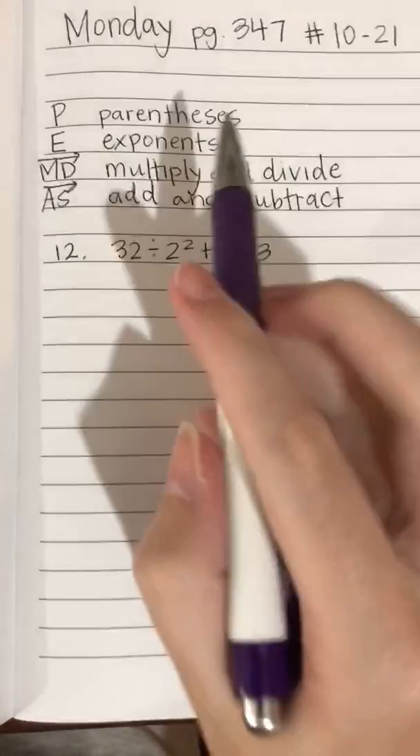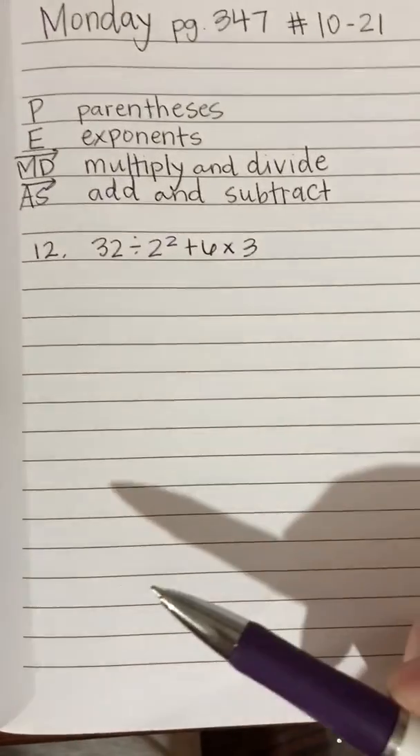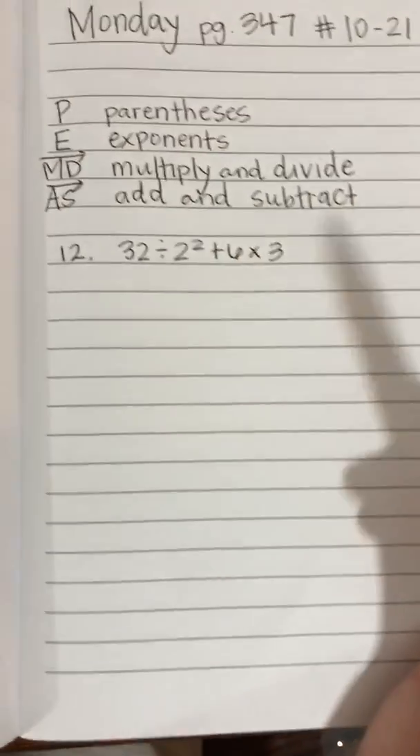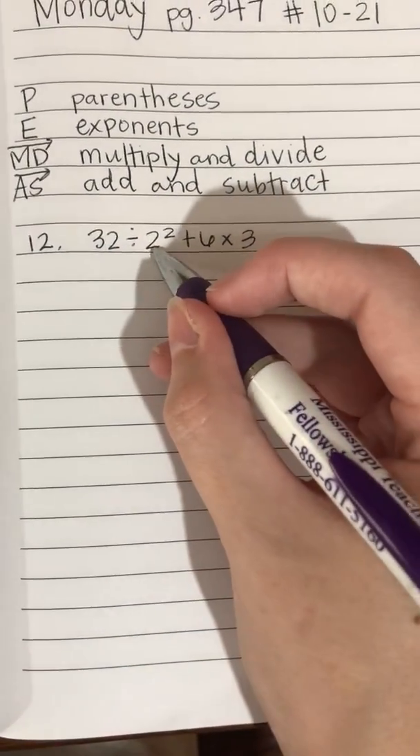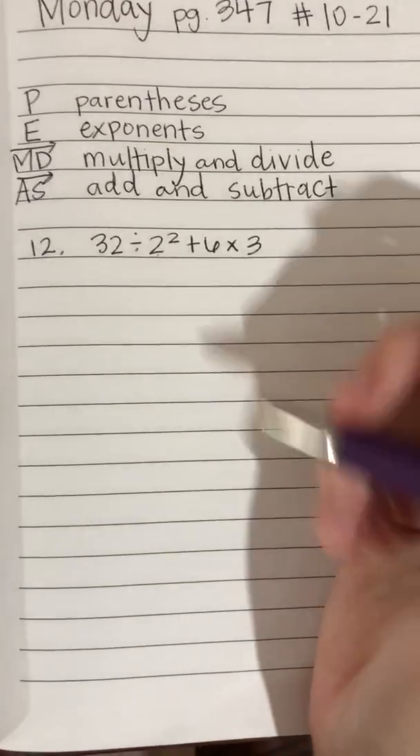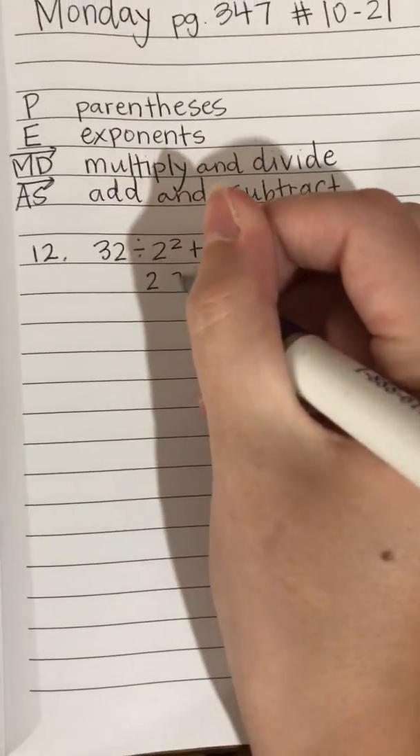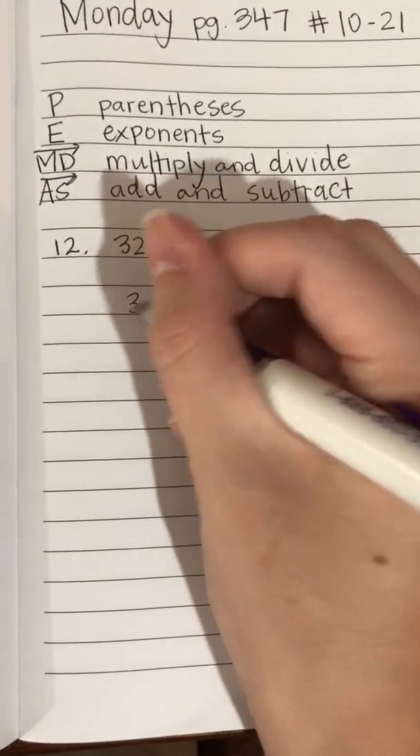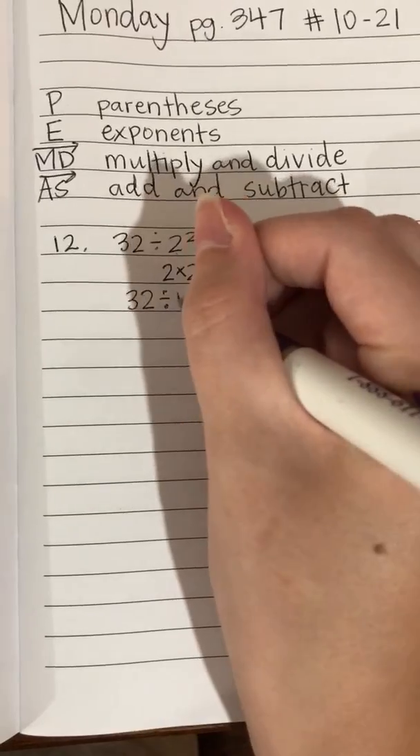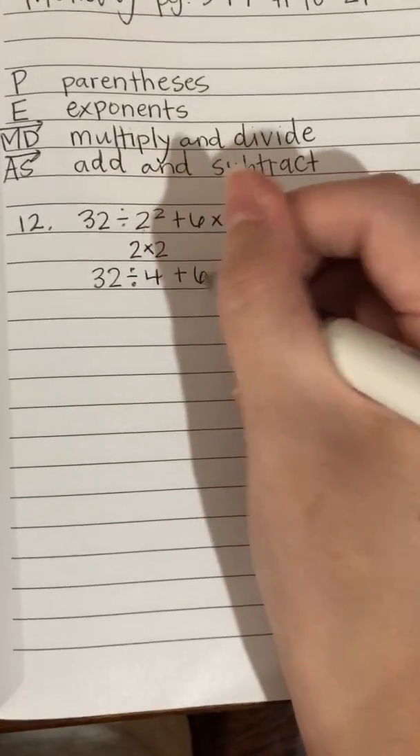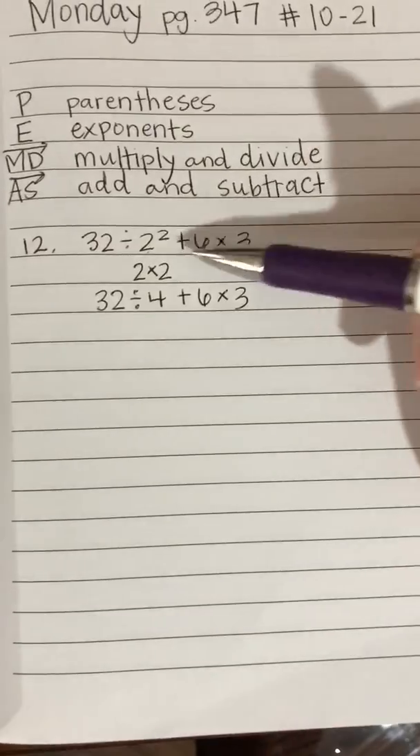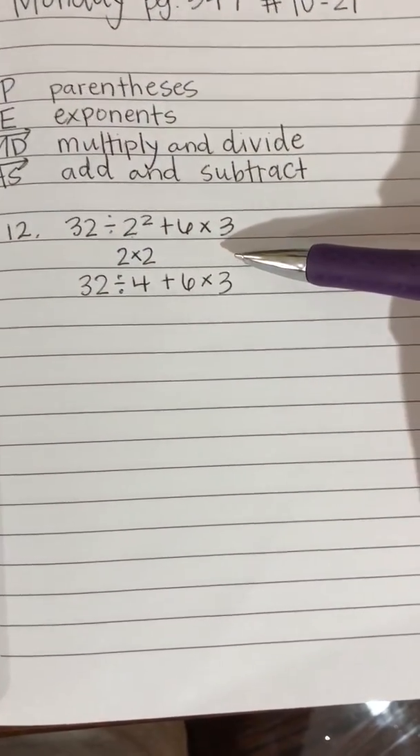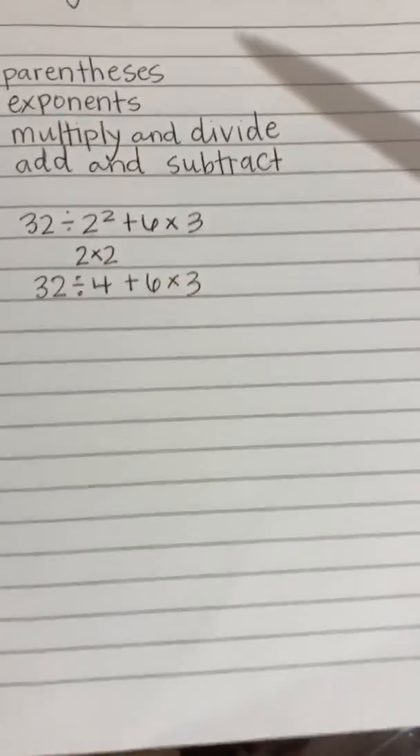So first, we start with parentheses. Well, we don't have any parentheses in this problem, so we move to our next, exponents. We do have an exponent here. If you'll remember, that means write this number this many times and multiply. So I write 2 two times, and I multiply. Okay, so I have 32 divided by 4 plus 6 times 3. Now, I really encourage you to write every step out like this. Don't just try to do it all at one time in your head. It'll get mixed up really easily.